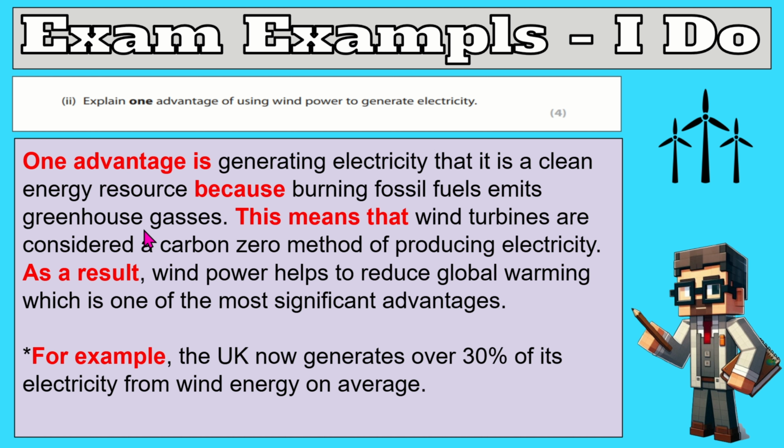If you did want to use a for example, if you wanted to take out this means that or as a result, for example, the UK now generates over 30% of its electricity from wind energy on average. That could easily be dropped in instead of these as results if you have it. But again, don't panic if you don't have a case study. Just talk more about the theory.